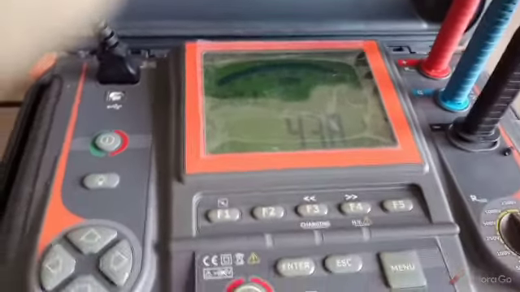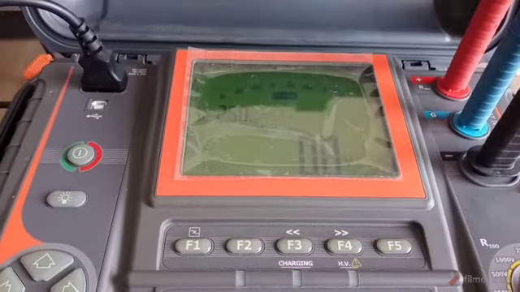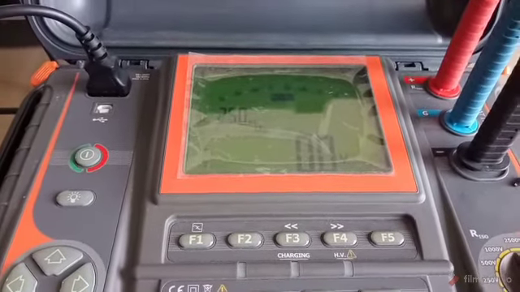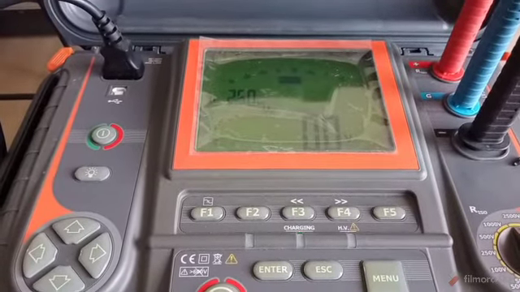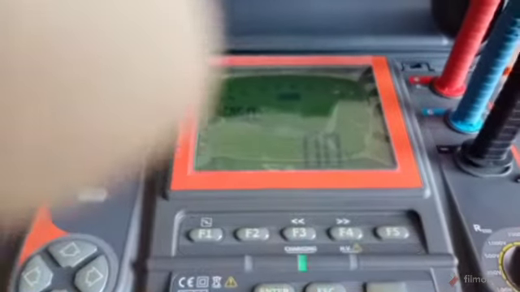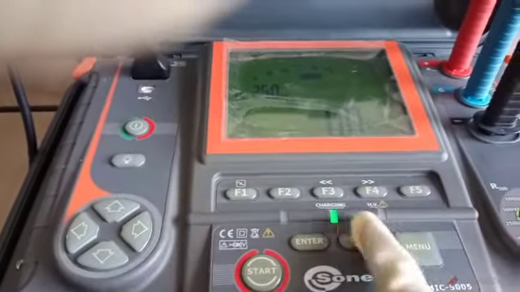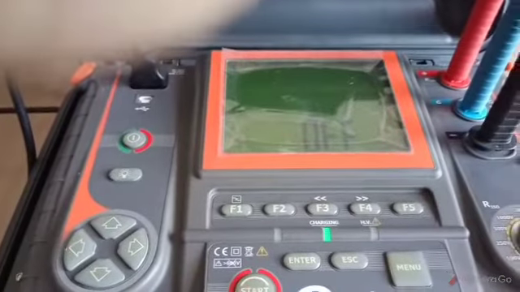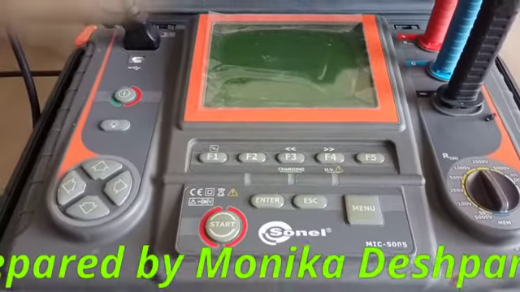So now we have the readings for 30 seconds, for 60 seconds, that means for 1 minute, and just now we have taken the reading for 10 minutes. After that, your test is over. You can switch off the kit by pressing the escape button and switching it off. So your test is over here, but you have to calculate the DAR and PI.